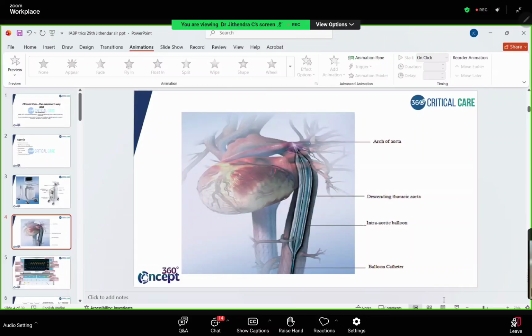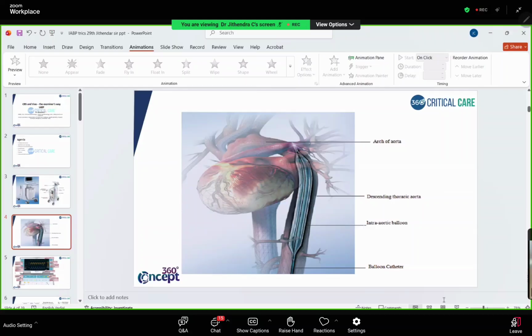Okay, so this is how it is placed in a 3D image. This is our IABP balloon, the tip of the IABP balloon. And where should it be placed? Anyone who wants to take the answer? Where should the IABP balloon be placed? What is the optimal position for the IABP balloon? Anyway, I'll be discussing it. So this is how it is placed: just 2 to 3 centimeters distal to the origin of your left subclavian artery. That is where it should be positioned. I'll be discussing it a little later.